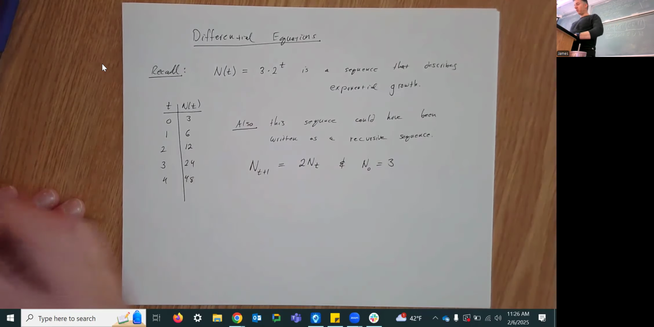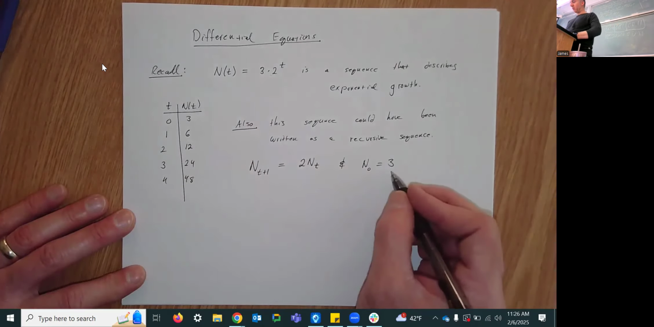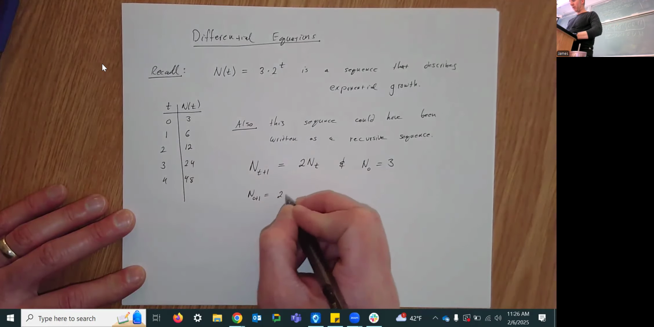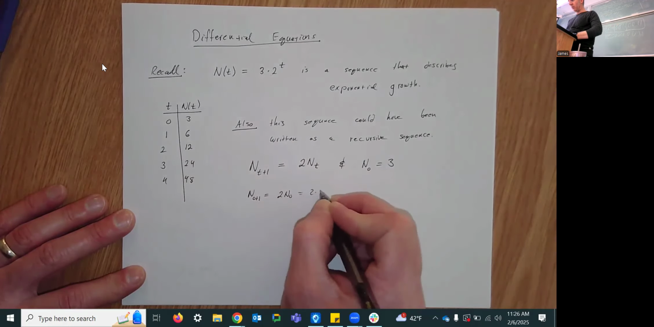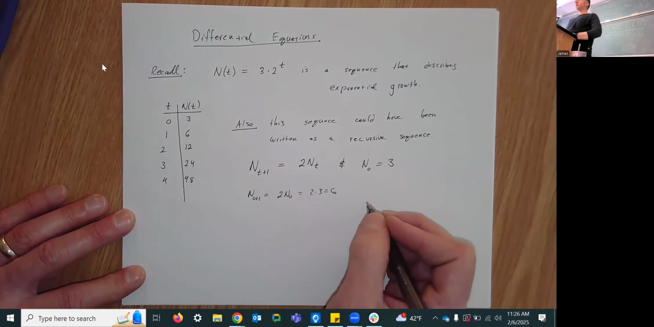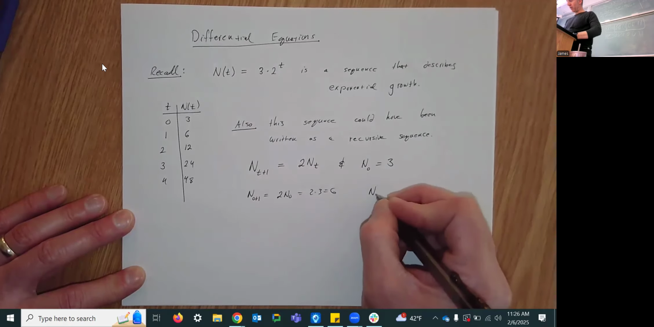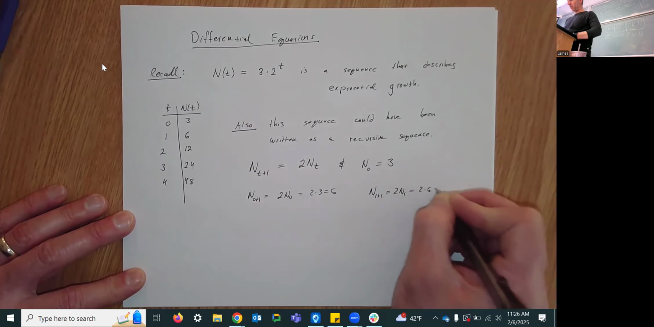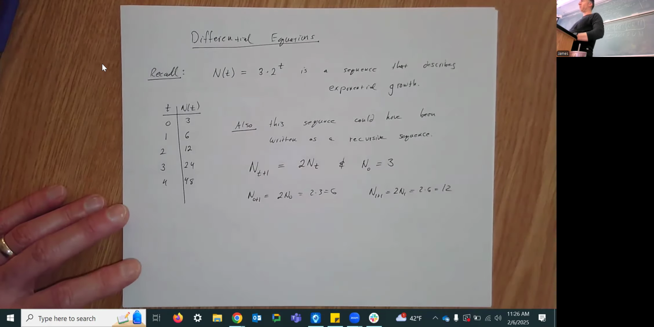So then if N of 0 is equal to 3, N sub 0 plus 1 is equal to 2 times N sub 0, which is 2 times 3, which is 6. And then N sub 1 plus 1 is equal to 2 times N sub 1, which is 2 times 6, which is 12, and so on and so on.